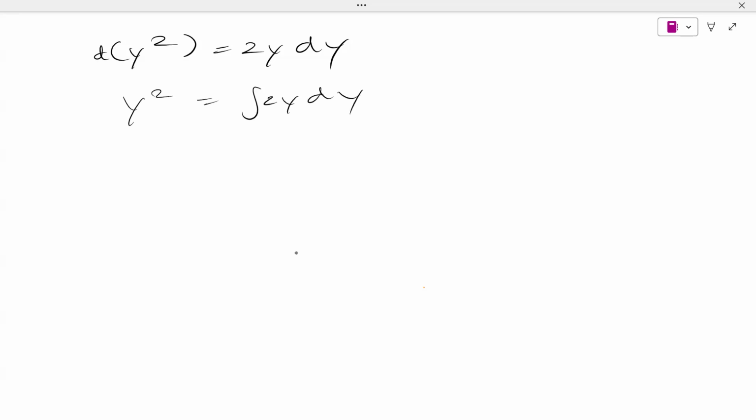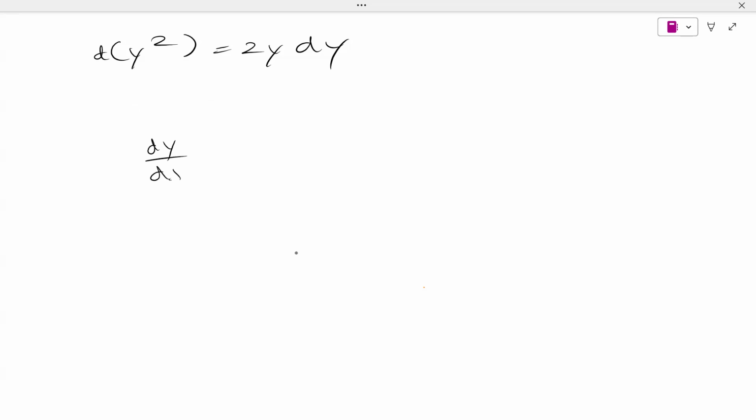Before we end this episode, I'll talk a bit about one other way you can think about it. I did mention that another way we can do implicit differentiation is with d of y squared, for example, equals 2y dy. Then y squared is just the integral of 2y dy. And what's the point of this? Well, another way we can separate.